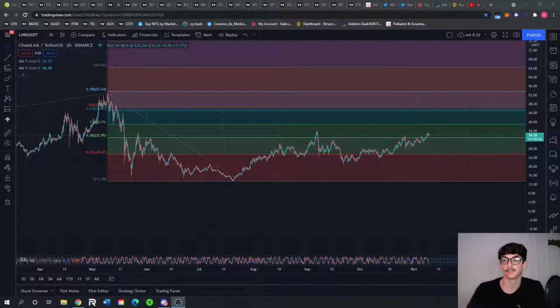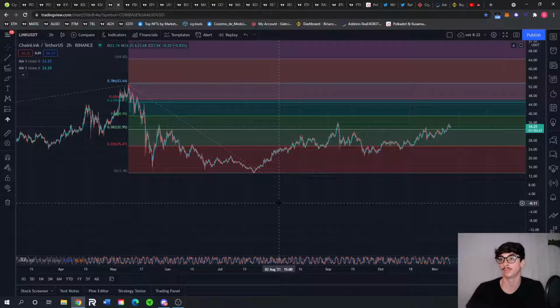Sorry about that. I just had someone at the door. But going on. So yeah, this would be a quick way to chart Chainlink if I was looking at it from the perspective of entry or taking profits.